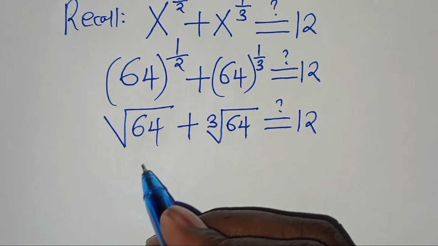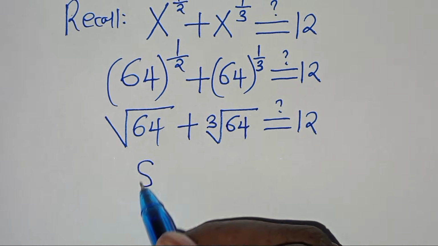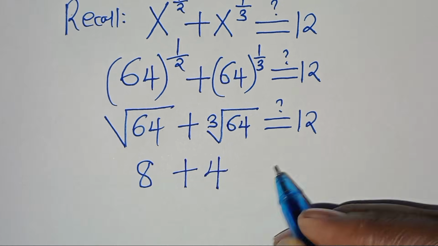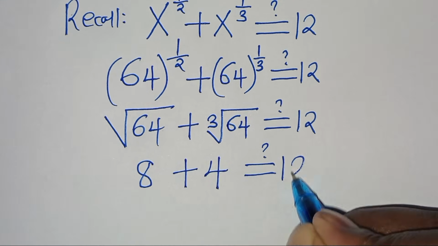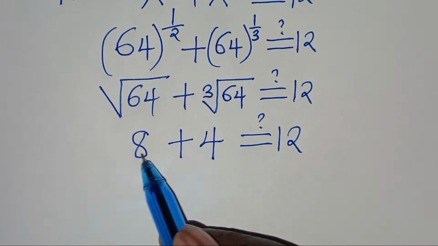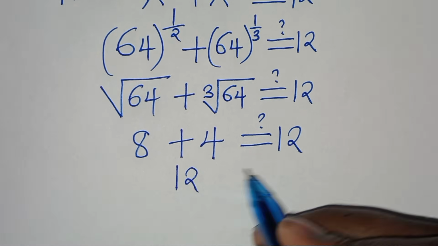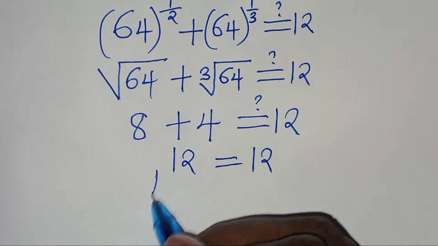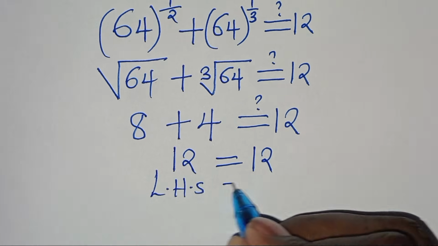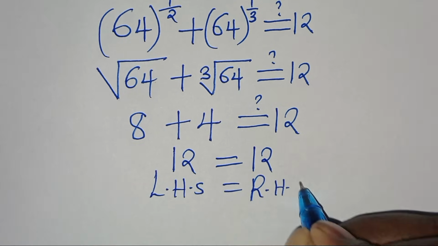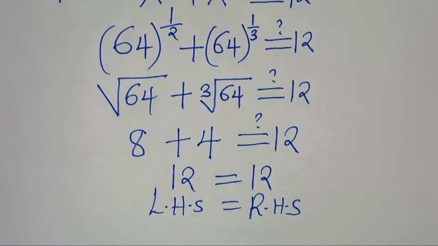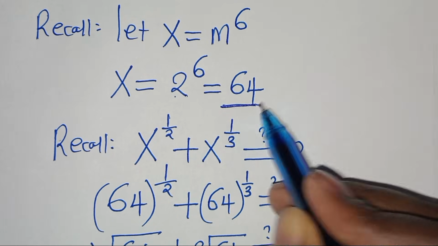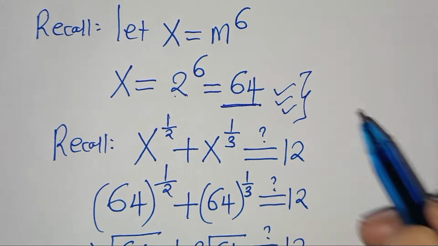So the square root of 64, this is the same thing as 8 plus the cube root of 64, which is 4. This is supposed to give us a value of 12. So 8 plus 4, this is 12, which is equal to 12. So this implies that the left hand side is equal to the right hand side. And this implies that the value of x here, which essentially is equal to 64, satisfies the equation.